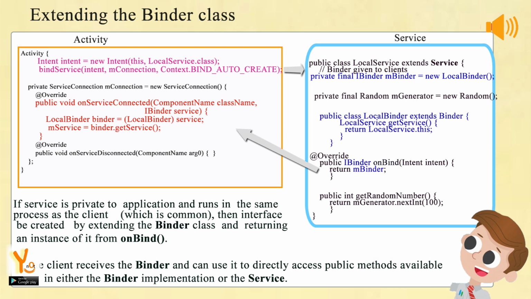Extending the Binder class: if the service is private to the application and runs in the same process as the client, which is common, then the interface can be created by extending the Binder class and returning an instance of it from onBind. The client receives the Binder and can use it to directly access public methods available in either the Binder implementation or the service. An example is shown above.